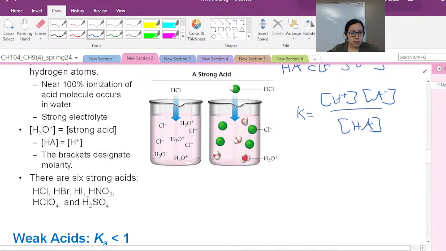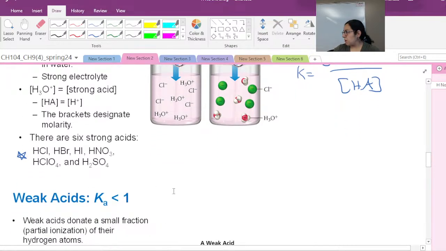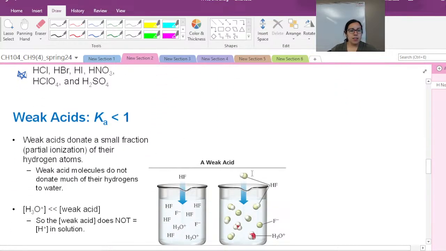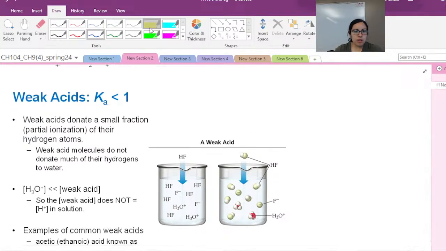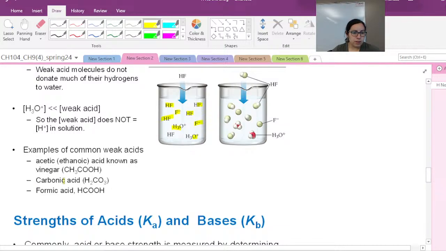And then again, there are 6 strong acids, so if you want to highlight that or refer back to your other sheet. And then for weak acids, the important thing to note is their Ka is less than 1. So again, only a small fraction is ionized. And so this is a good pictorial representation, showing you that many of the HFs are still coupled together, and then a few of them have dissociated. And again, it lists just more common acids, but this is certainly not a complete list.